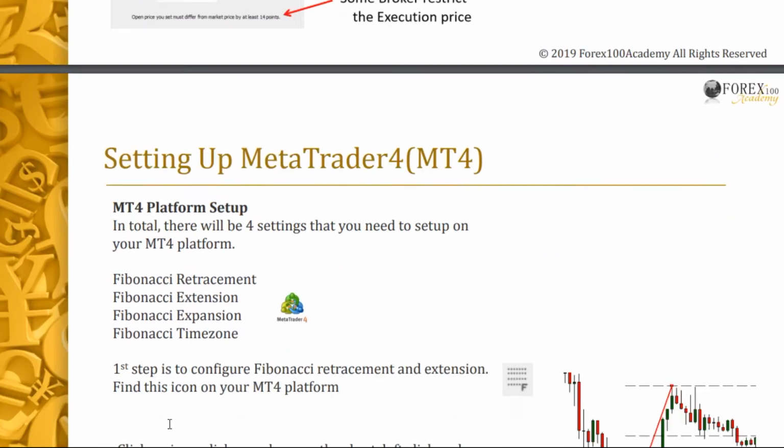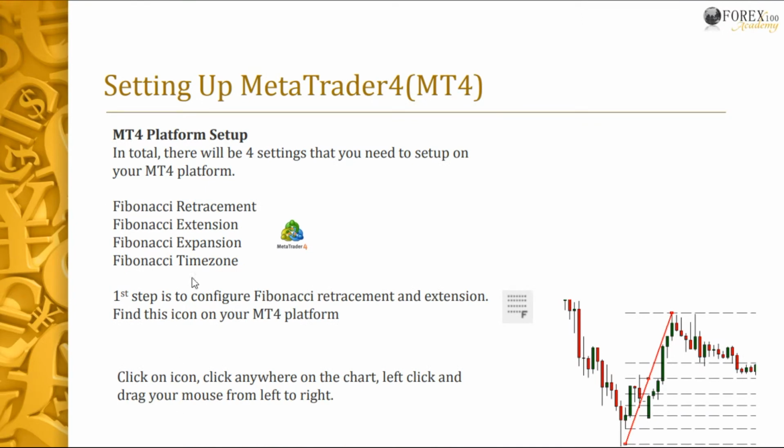All right, so let us get into business. MT4 setup, there are a couple of Fibonacci we are using: retracement, extension, expansion, and time zone.